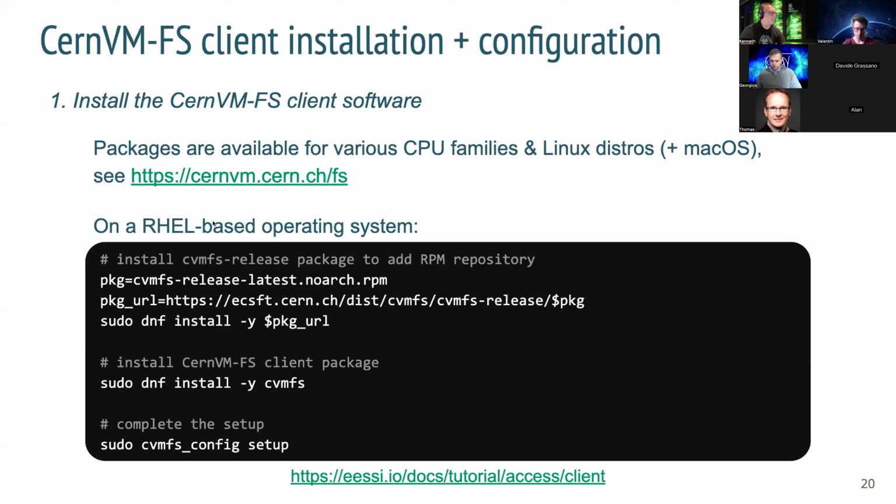On a RHEL-based operating system, so something like Rocky Linux or Red Hat Enterprise Linux, it boils down to downloading an RPM for CernVM-FS. In this case, the first step here is installing the release package, the cvmfs-release package, which adds the repository where you can get the RPMs for CernVM-FS itself. So this DNF install will add the repository as a known repository. And then we can install the cvmfs package itself. So this is the client software for CernVM-FS. And then once we complete the setup with cvmfs_config setup, we can actually straight away start accessing CVMFS repositories.